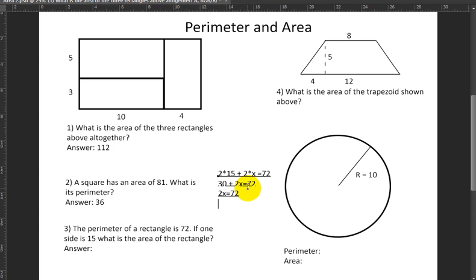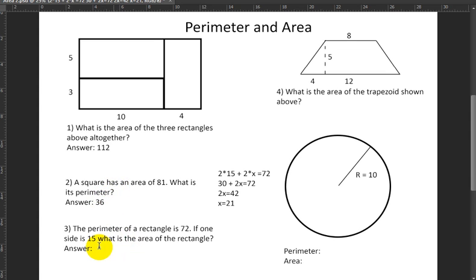And if I divide both sides by 2 now, what I'm going to have is that x is, oh wait, sorry, I didn't subtract 30 from here. This will be 42. And now if I divide both sides by 2, I'm going to get 21. So each side is 21.